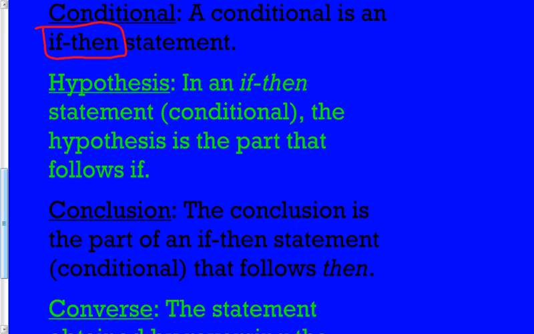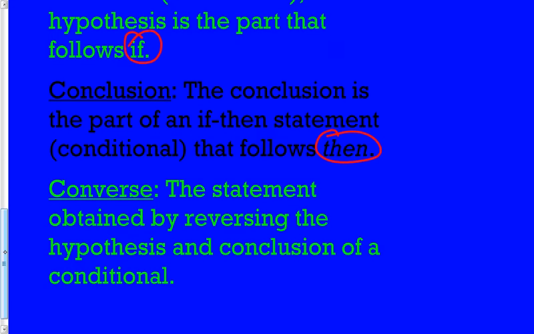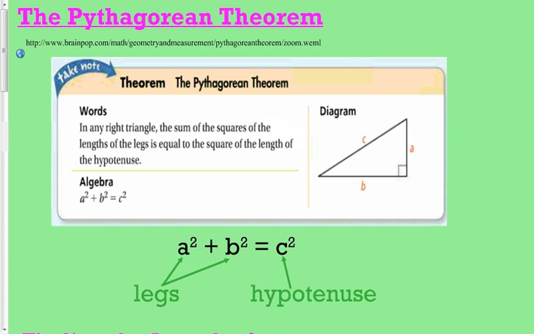The hypothesis of a conditional is the part that follows if. So it's the if part. In other words, if it rains outside, then the grass will be wet. It's raining outside is the hypothesis. The conclusion then would be the then part, so the grass will be wet. And finally, the converse is a statement obtained by reversing the hypothesis and the conclusion of a conditional. So you're flipping it around. We're using the converse of the Pythagorean theorem today. But let's get into that Pythagorean theorem.